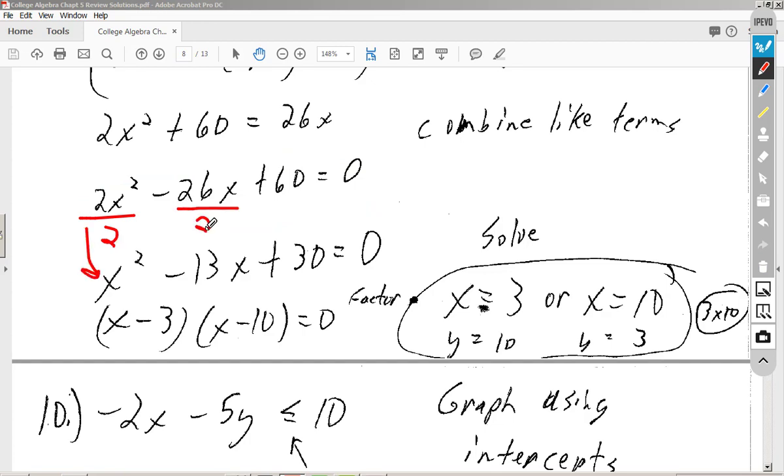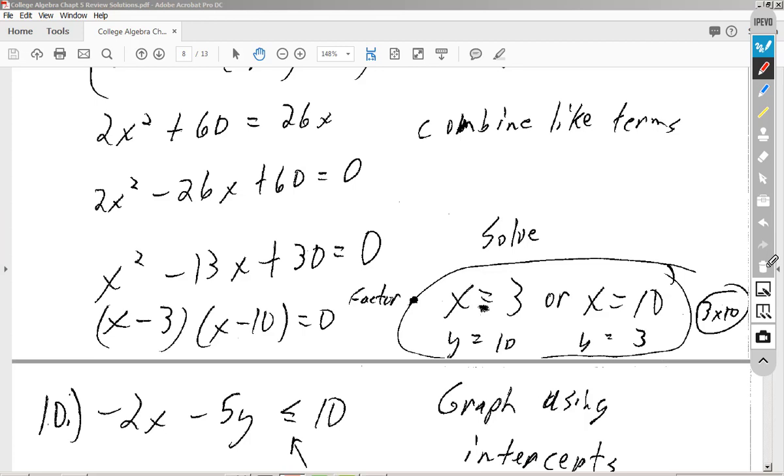I divide this term by 2, I end up with negative 13x. I divide this term by 2, I end up with 30. I divide this by 2, and I end up with 0. Now that I've done that, it's a lot easier to factor it. So I got x squared minus 13x plus 30 all equals 0.